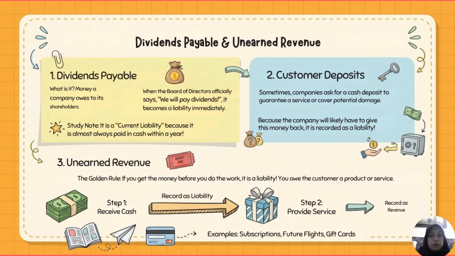Step 1, the company receives cash from the customer. Since the work is not done yet, we must record it as a liability. And the second step is after the company actually provides the service or delivers the product, we can finally record it as revenue. Thank you.